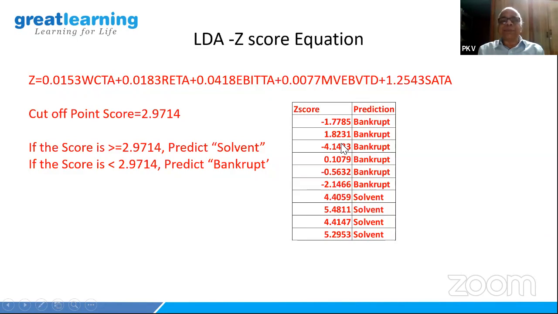And the third one is minus 4.1433, which is also bankrupt. Let's look at some solvent companies. The first is 4.4059, which is more than 2.9714, and therefore solvent. 5.4811 is again more than 2.9714, therefore solvent. 4.4147 is more than 2.97, therefore solvent, etc. In other words, this is the beauty of the model. Develop the Z score, and then once this is done, you are able to classify.